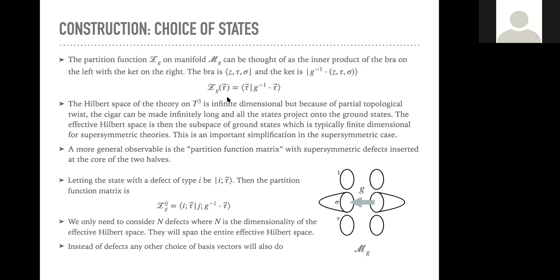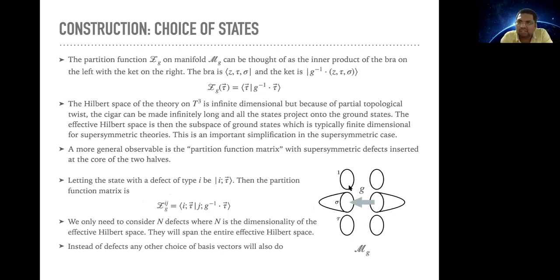You are labeling these states as only this tau parameter. Is this the set of all possible boundary conditions, and there is nothing else? Yeah. This goes back to this comment here, that indeed the spectrum of states on T3 is infinite dimensional. So in that sense, there are infinitely many boundary conditions that you could impose. But because of this partial topological twist, you can stretch the cigar very far. If you think of this as an evolution in this direction of the state, because of infinite evolution in Euclidean time, you get projected onto only a ground state, and the space of ground states is finite dimensional. So that's why you are content with considering only finite dimensional.